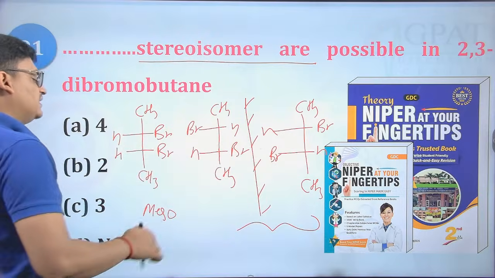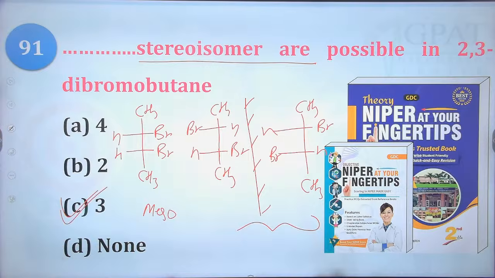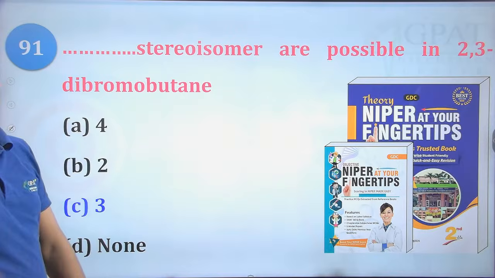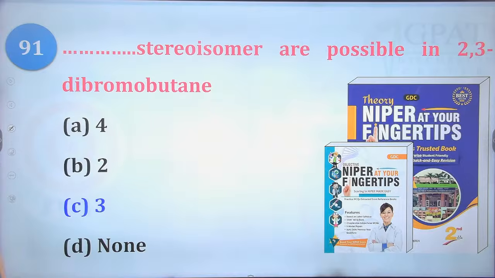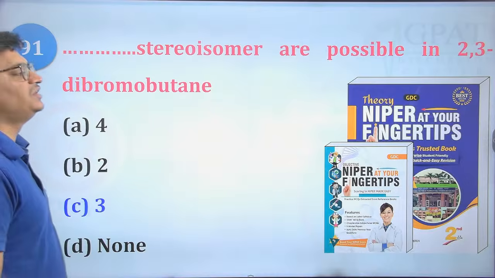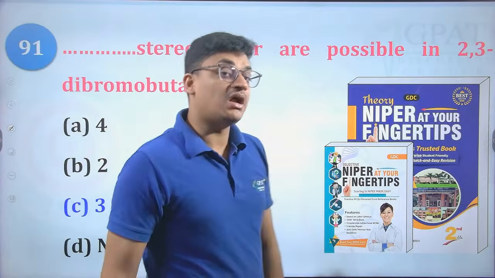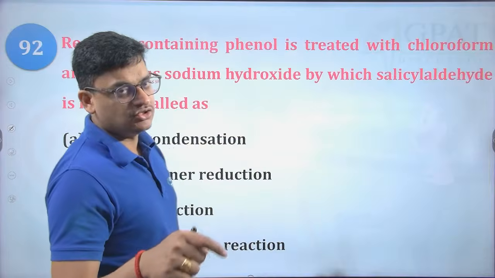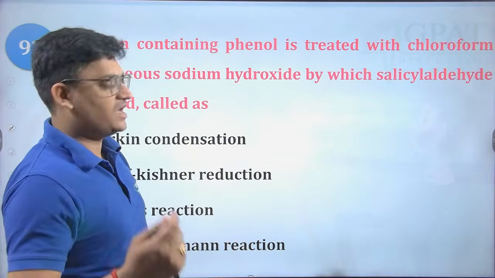So 2 plus 1, that is 3. Total number of optical isomers, so total number of stereoisomers will be 3. Total stereoisomers that we can have will be 3. Same as we have seen for the case of tartaric acid as well. In tartaric acid also we are having what? Symmetry and 2 chiral carbons.